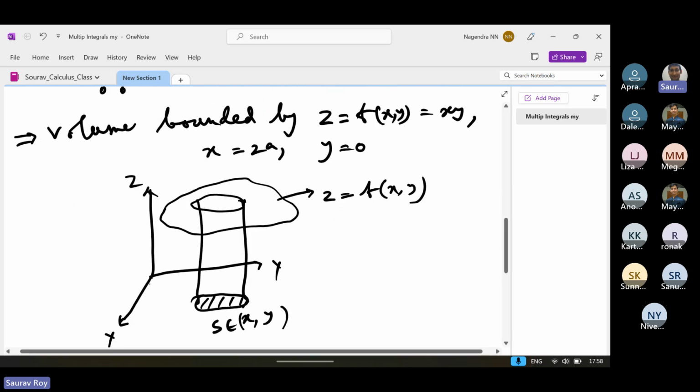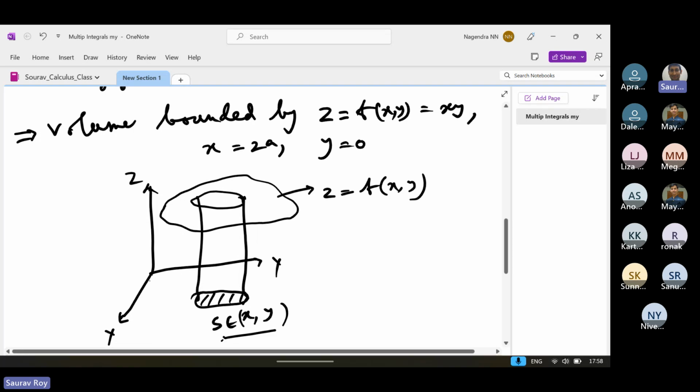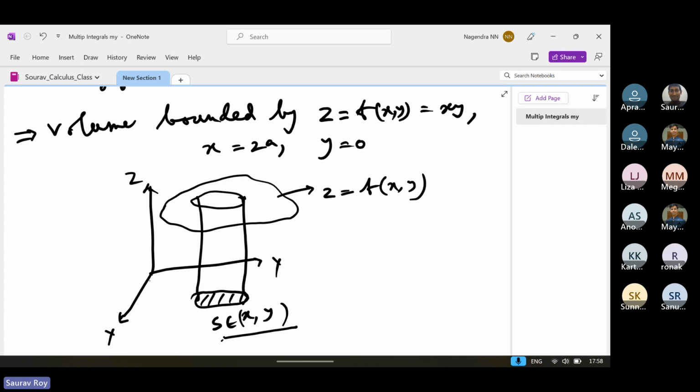So z equals f(x,y). This is a function. This z function is given here in our problem as xy, and bounded by the lines x equals 2a, y equals 0. This is the surface z equals xy, and these particular lines are bounding the surface. So we want to find out what is the actual volume bounded by all of these. It's an interpretation.